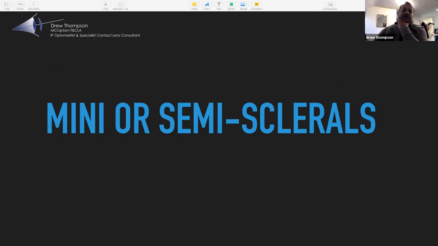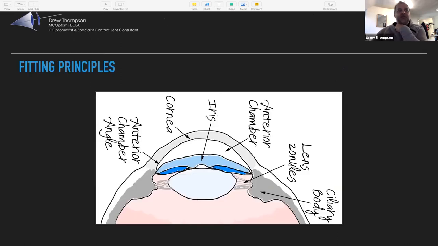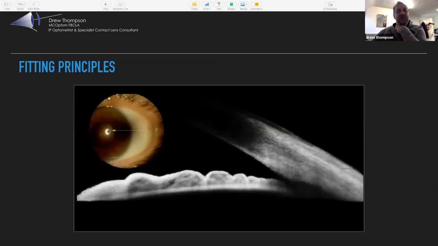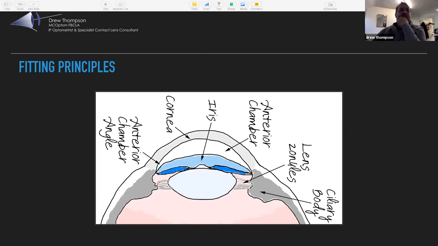So mini sclerals are my first line of defense with unusually shaped corneas. And the fitting principle is that the weight-bearing surface of the lens sits on the sclera or the conjunctiva past the limbus. And this is an image to show you that when we draw an eye, we often draw this image, don't we, where the cornea bulges out.